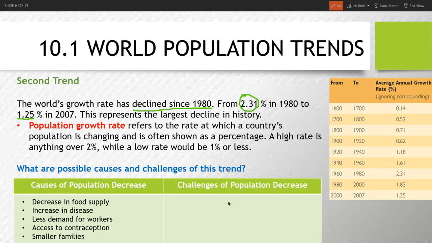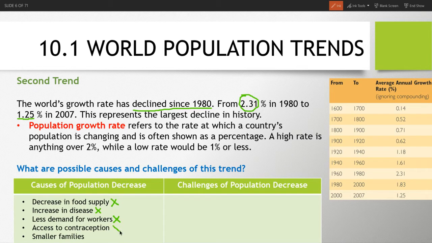So causes of population decrease, it's any number of things that could fit in here. Decrease in food supply. Maybe not everyone can get access to their basic needs for nutrition, resulting in starvation. An increase in disease. Highly infectious disease can take its toll on a population. In the past, smallpox was a very well-known example of that. So, of course, that would decrease the population. Less demand for workers, so maybe fewer births are contributed to fill labor gaps or labor shortages, and maybe migration is lower as a result.